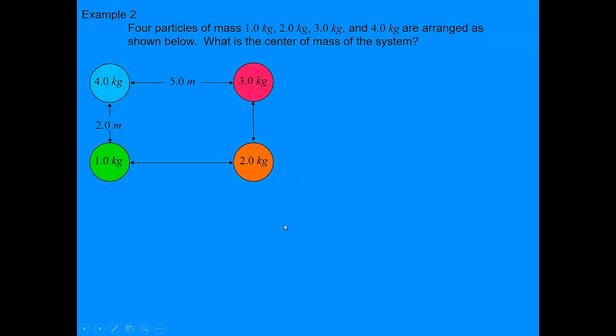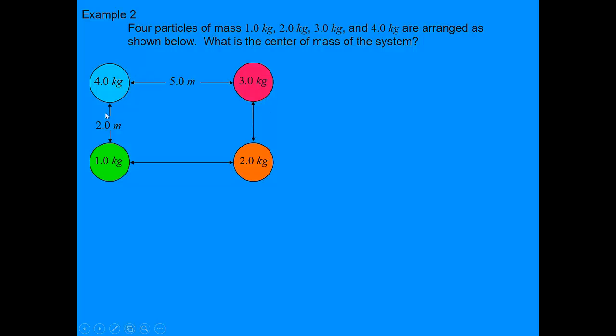So here's a 2-dimensional example. Can't get away from the 2-dimensional of this. I spent a lot of time creating this example. We have these 4 particles of mass 1 kilogram, 2 kilograms, 3 kilograms, and 4 kilograms. They are separated by 2 meters vertically and 5 meters horizontally. Little rectangle shape, if you will. And I want to know where's the center of mass of the system.